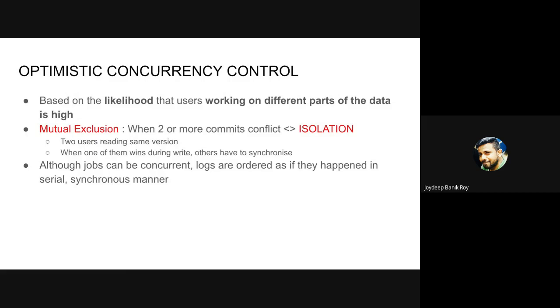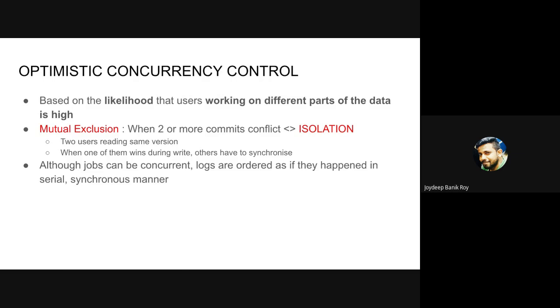So the idea behind this is actually taken from, again, RDBMS. The idea here is that the likelihood that users are working on different parts of the data is high, if you have partitioned your data properly. What is the likelihood that you'll be working on the same record? And this is the idea here, the idea of mutual exclusion. Mostly people will be working on different parts of the data.